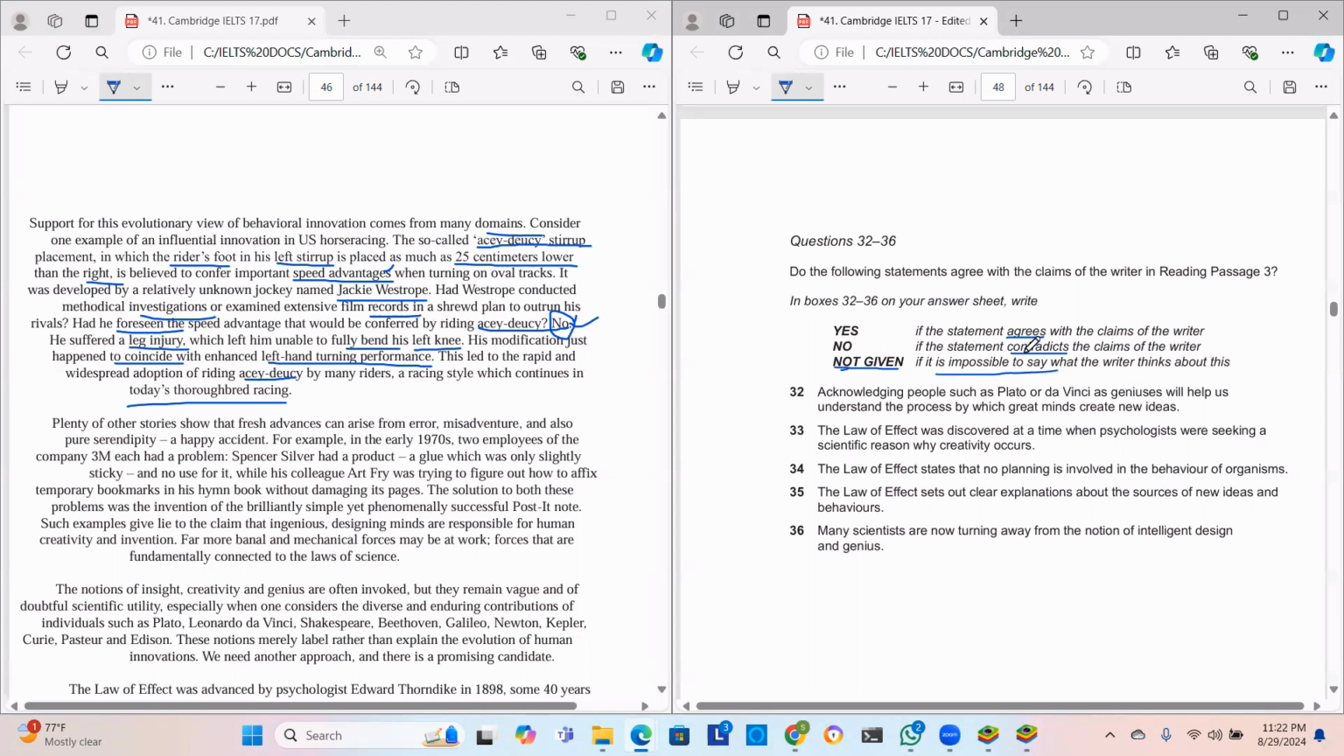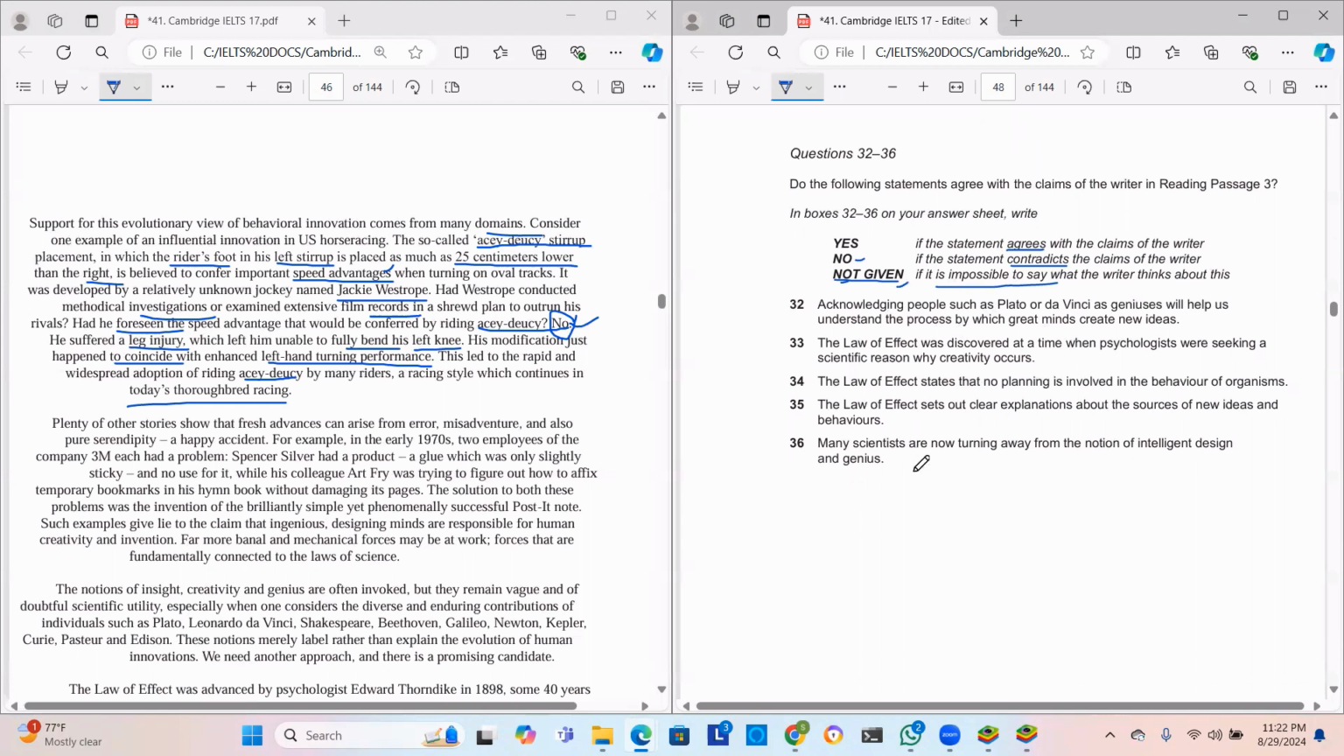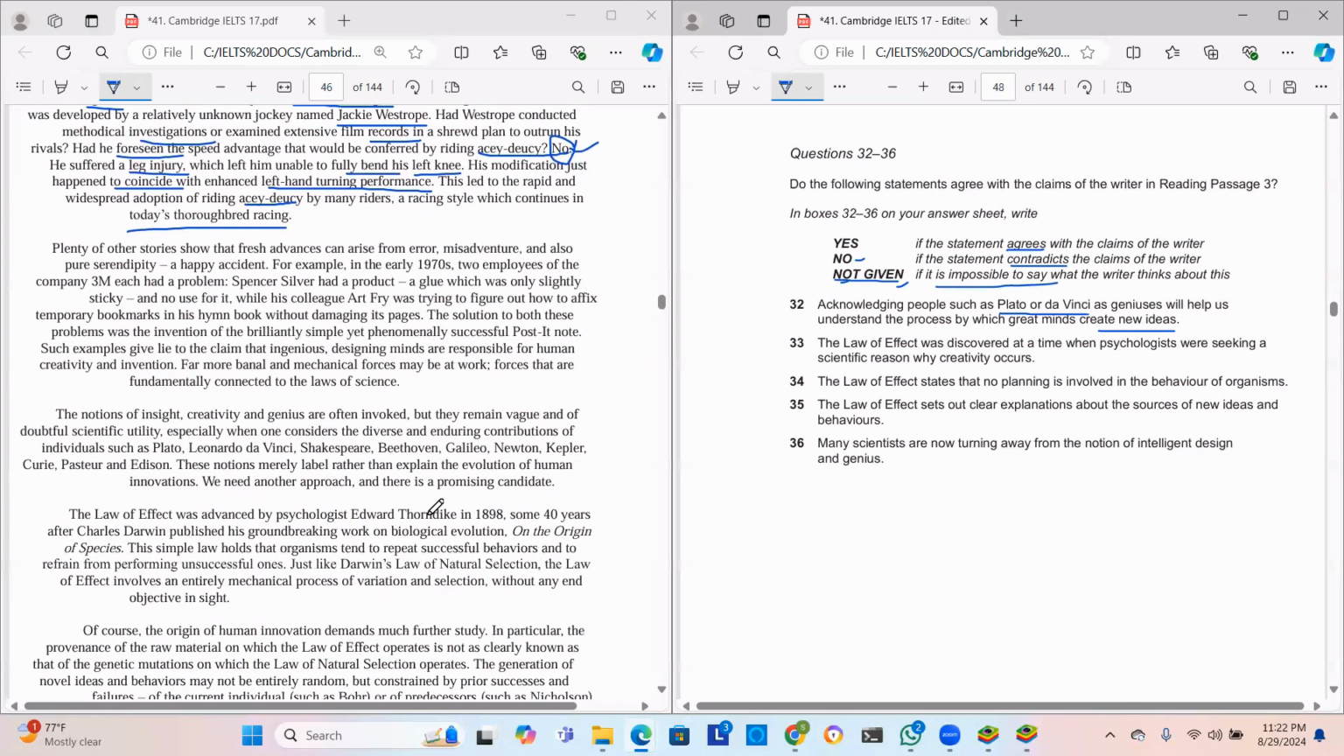Contradicts: if the meaning is opposite, then it is no. If there is nothing given in the paragraph, then it is not given. Try to understand, it's quite important. Now, let's read the next question. Acknowledging people such as Plato and Da Vinci as geniuses will help us understand the process by which great minds create new ideas. Okay, he's talking about Plato and Da Vinci. So let's read where these guys are in the passage.